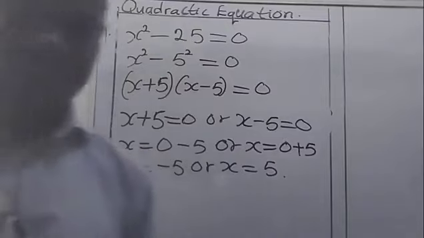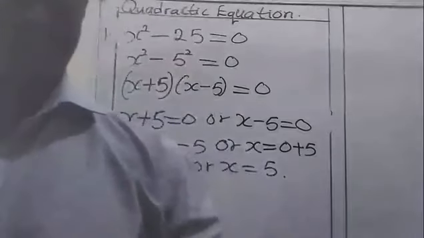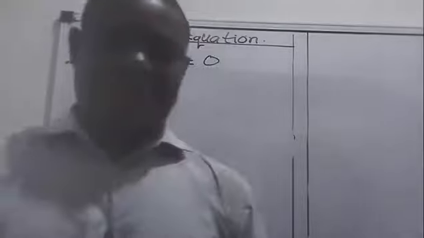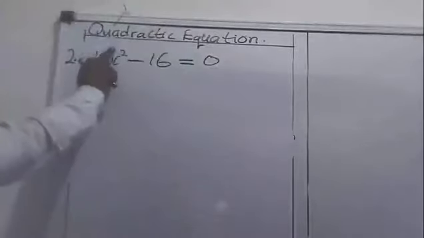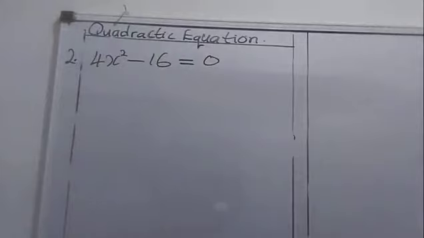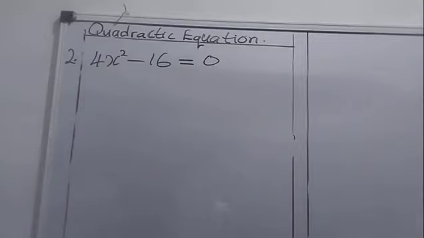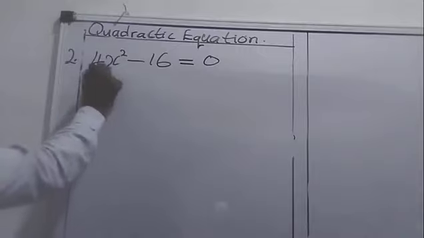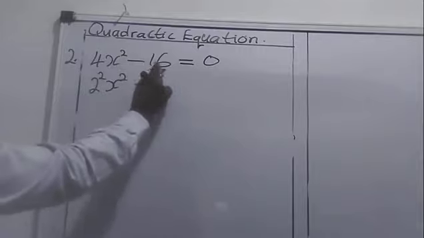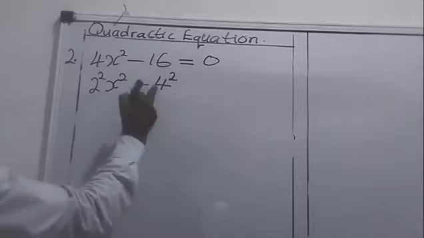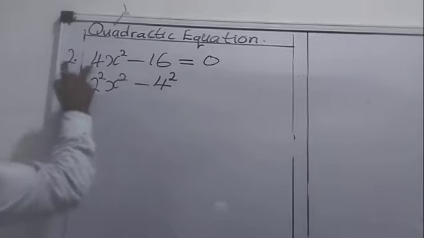Example number 2. 4x squared minus 16 equal to 0. Looking at this equation, we are still going to adopt the method of difference of two squares. This 4, we are going to write as 2 squared. Then we have x squared. Minus 16 will be written as 4 squared, because 4 times 4 is 16, and 2 times 2 is 4.